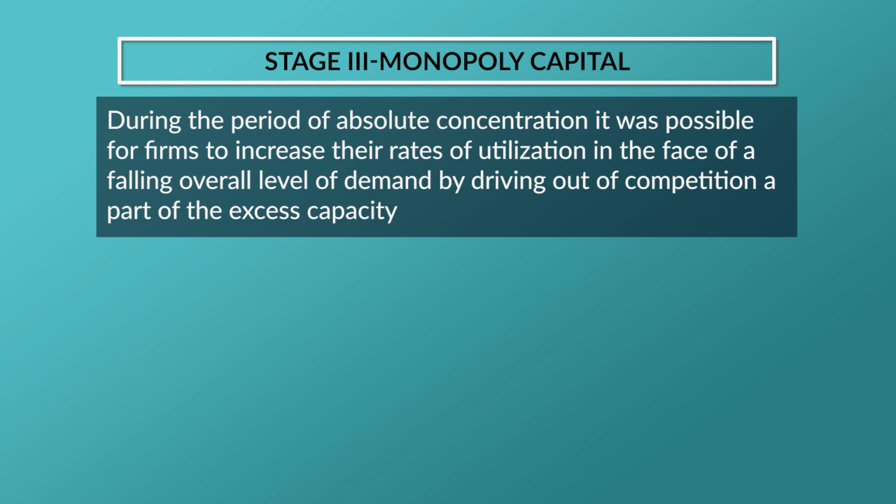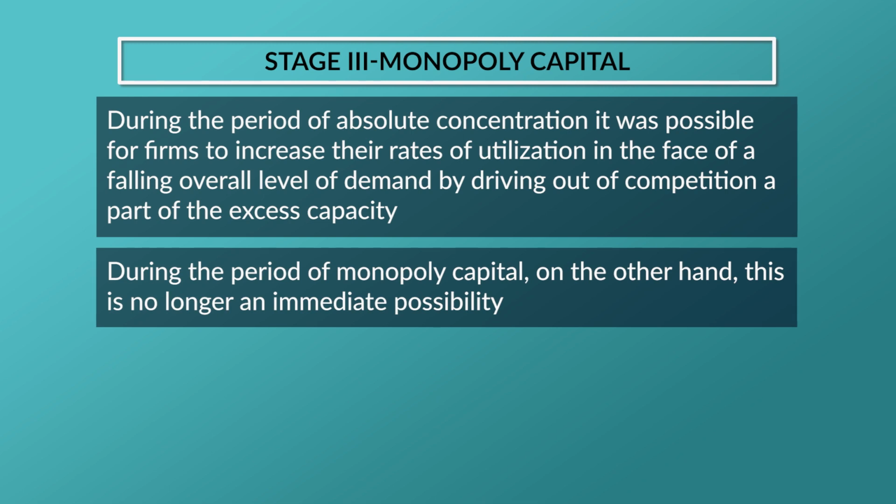So during the period of absolute concentration, it was possible for firms to increase their rates of utilization in the face of a falling overall level of demand by driving out of competition a part of excess capacity. While in this period of monopoly capital, the last stage, this no longer remains an immediate possibility. So we come to an end of this module, where we have discussed extensively the various stages of capitalistic development.